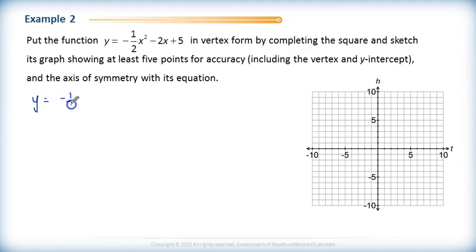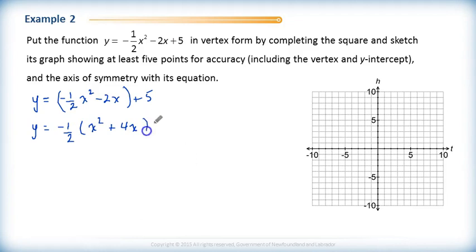We have y equals negative a half x squared minus 2x that gets grouped, plus 5. Now, we take out the negative a half. Now, taking out a fraction is always tricky when we take it out as a common factor, because we've got to ask ourselves, in this case, a half of what will give me 2? Well, that would be 4. So I need to have a plus 4x here, because negative a half times positive 4 would be negative 2.